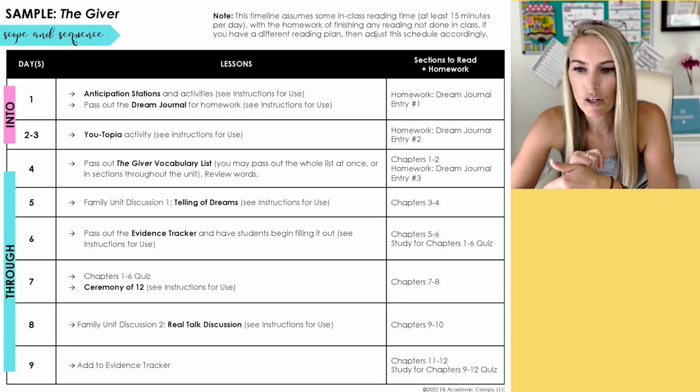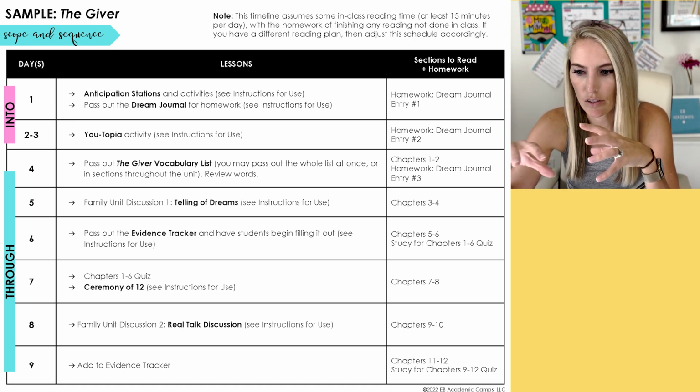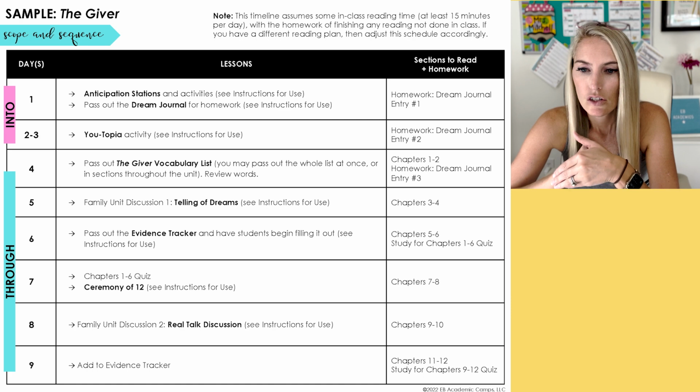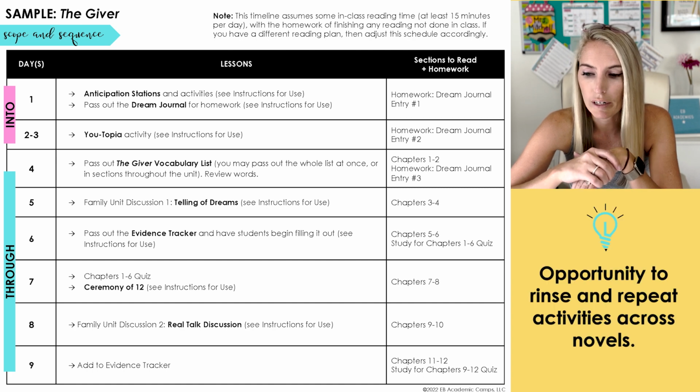So now I wanna give you a deeper example of a scope and sequence, like on a more intimate level, so you can see it in a different capacity. So this is a sample for The Giver. And what I wanna point out to you here is the opportunity to rinse and repeat activities across novels.